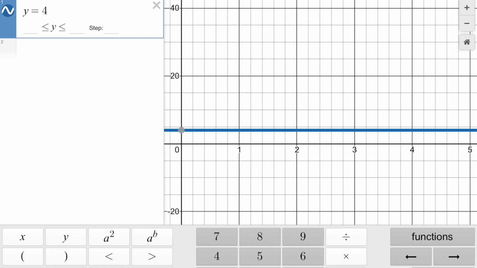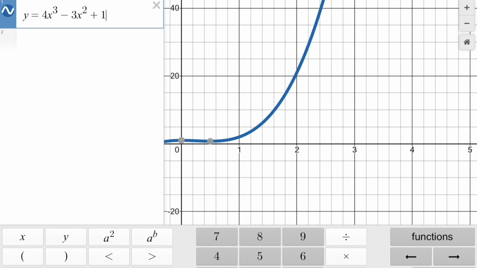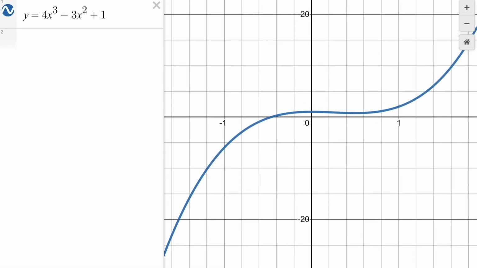So it's going to be 4x to the third minus 3x squared plus 1. Now you cannot actually solve this equal to 0, so without using a calculator this would be really hard to find. So here's that value right there. Rounding to 3 decimal places, it looks like it's negative 0.455, and we're looking for where it's concave down. Okay, so where it's negative.